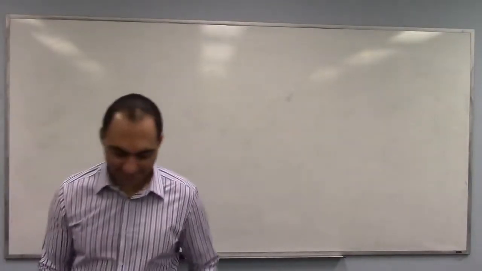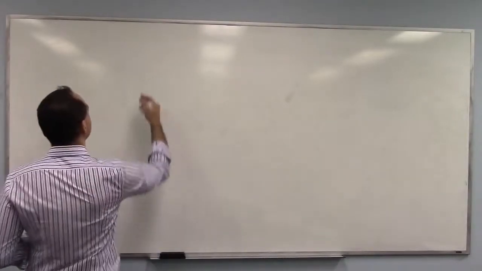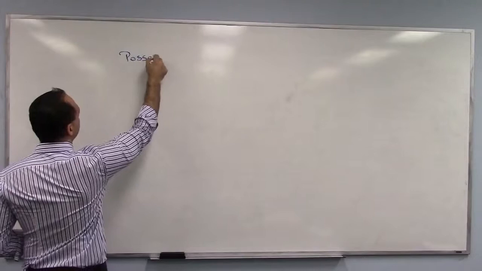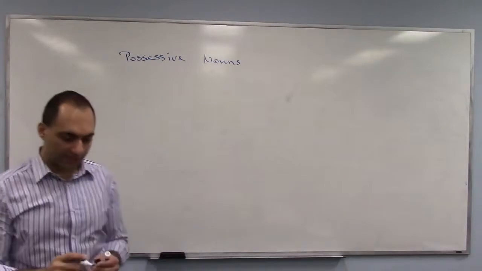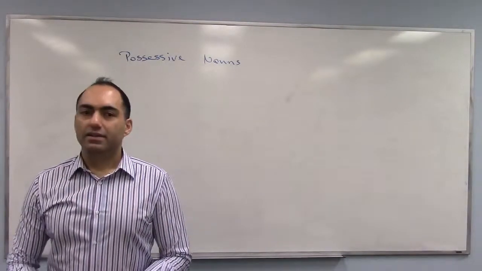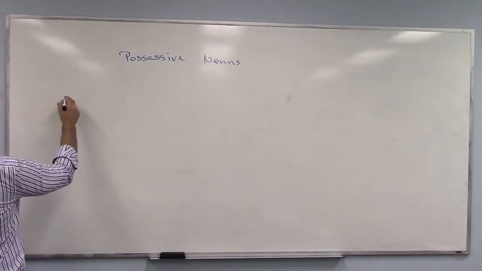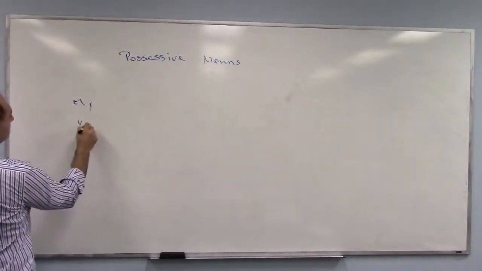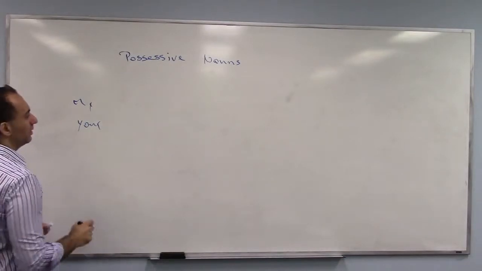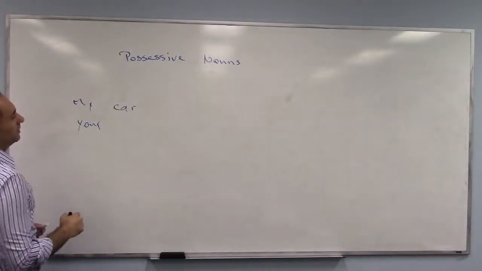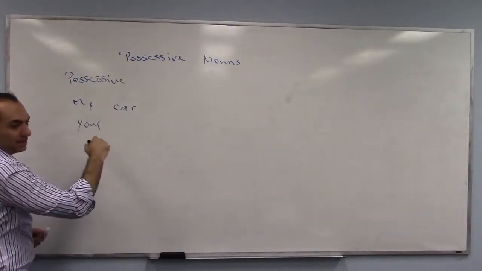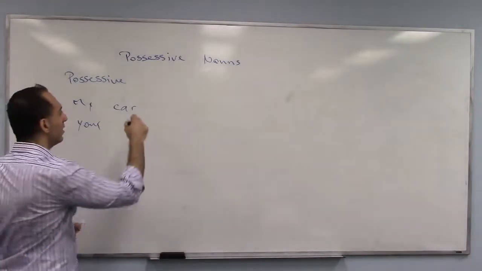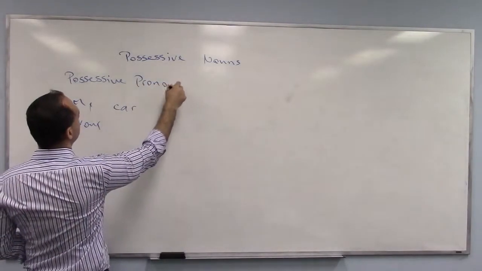All right. Now, possessive nouns. What are possessive nouns? Such as mine. Well, if you say my, what is my? My, your. What are they? Like my car. What is it? It's a possessive pronoun. Very good. Possessive pronoun.